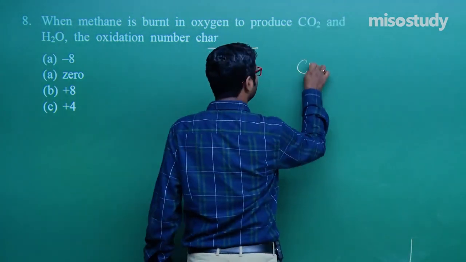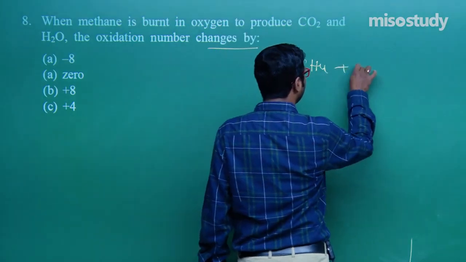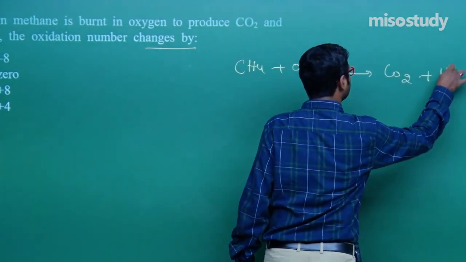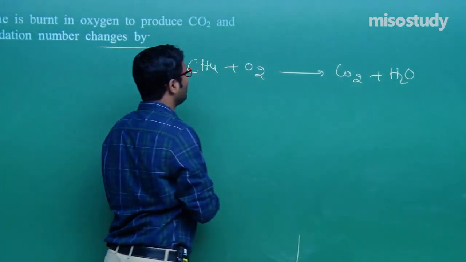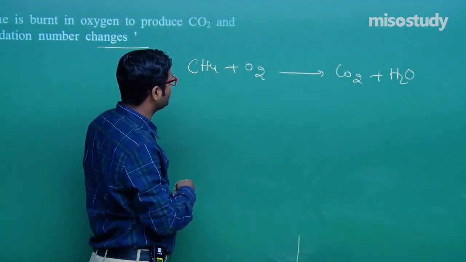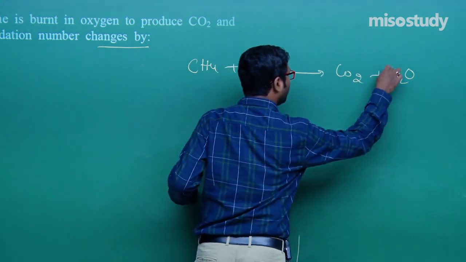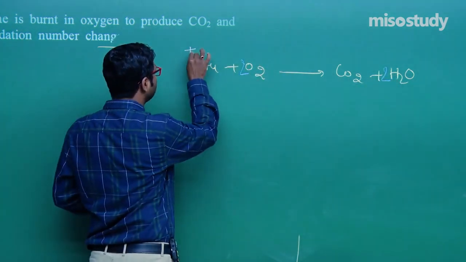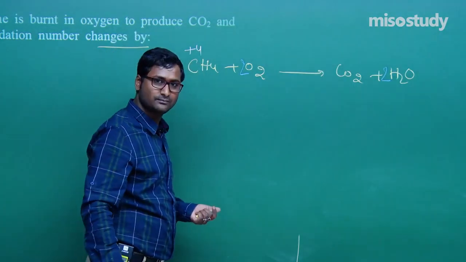Now as we know, this is methane. When burnt in oxygen, it gives you CO2 plus H2O. Clear to you? Now look here, balance the reaction. Here if I put 2 here, put 2 here. Clear? Now here carbon is in +4 oxidation state.